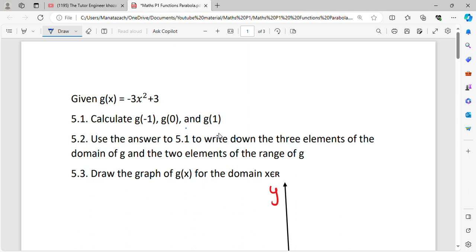Given a function g of x is equal to minus 3x squared plus 3. Question 1, calculate g of minus 1, g of 0, and g of 1.